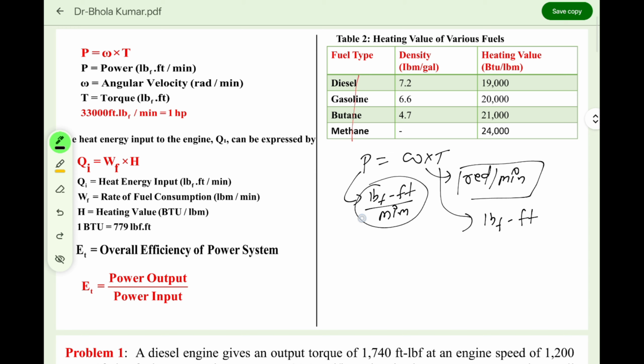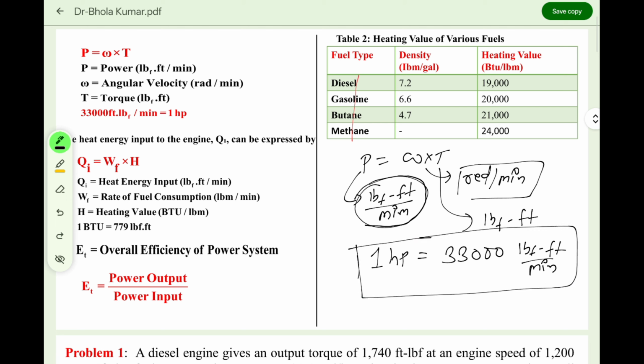But this is the representation in petroleum engineering, right? In power, we can also express this power in terms of horsepower. So we need to remember that 1 horsepower is equal to 33,000 lbf feet per minute. So at the end we need to convert this power into horsepower. We need to remember this basic fundamental unit conversion. So this is the output power we will get.